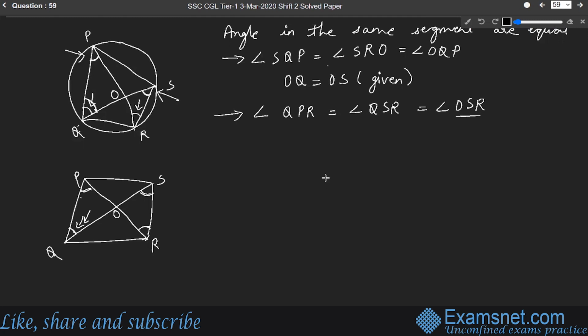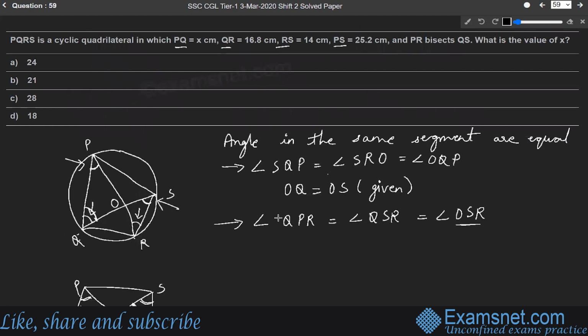And similarly, the angle QSR is equal to OSR. Okay, the angle is this only, no matter from which point we are looking. That is why all these three angles are equal. Okay, so we can say that both the triangles POQ and triangle SOR are similar triangles. Okay, how can we say that both the triangles are similar triangles?